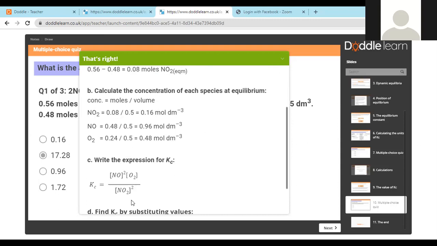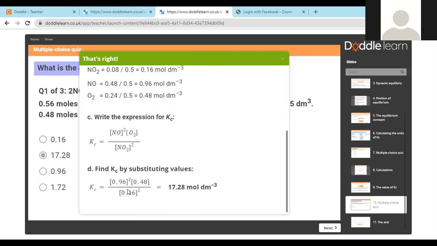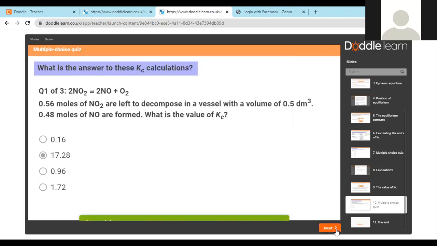Then we write this whole thing out again. So we write the expression for Kc, find Kc by substituting our values. So we should have 0.96 squared by 0.48. My calculator decided to do something naughty there. And then divided by 0.16 squared, and that'll give us 17.28. So let's have a look at the next one.